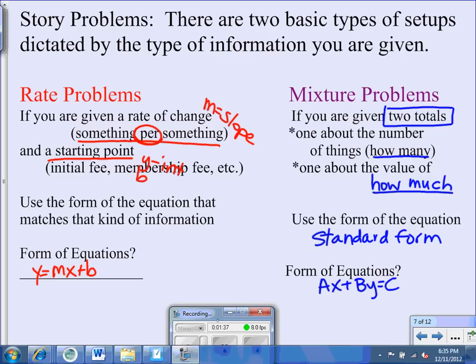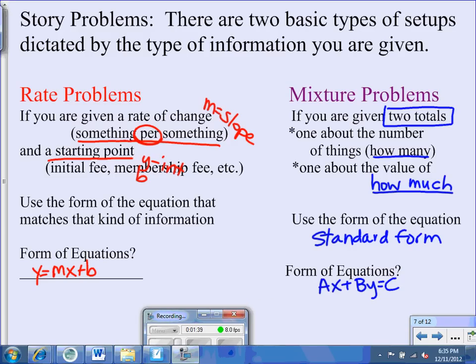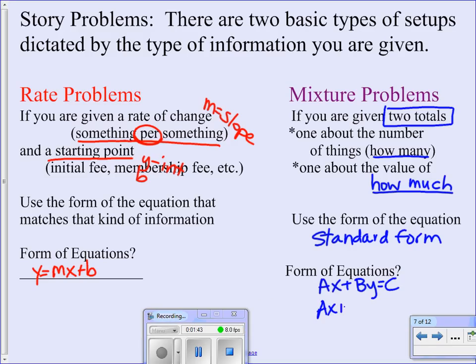Basically, x and y are on the exact same side. Sorry, I keep moving these. But remember, these are systems, so you're actually going to have two different equations, where c is the two different totals. So one is the how many items, and one is the total of how much. So remember, you've got two different equations.